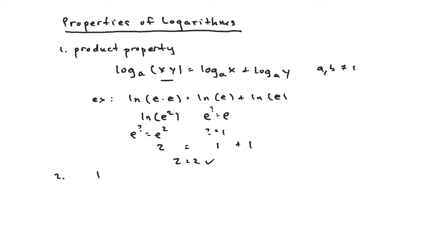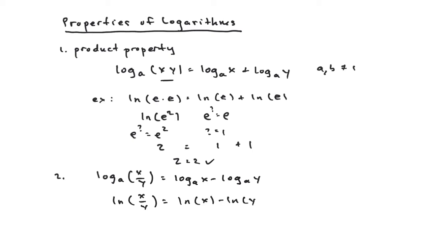So there's a few other properties that turn out to be useful. We can say the log base a of x divided by y, the log base a of x over y, is going to turn out to be the log base a of x minus the log base a of y. And again, in the cases we're going to be looking at, the natural log of x over y is equal to the natural log of x minus the natural log of y. And again, we want to make sure that x and y are both in the domain and that x over y is also in the domain.